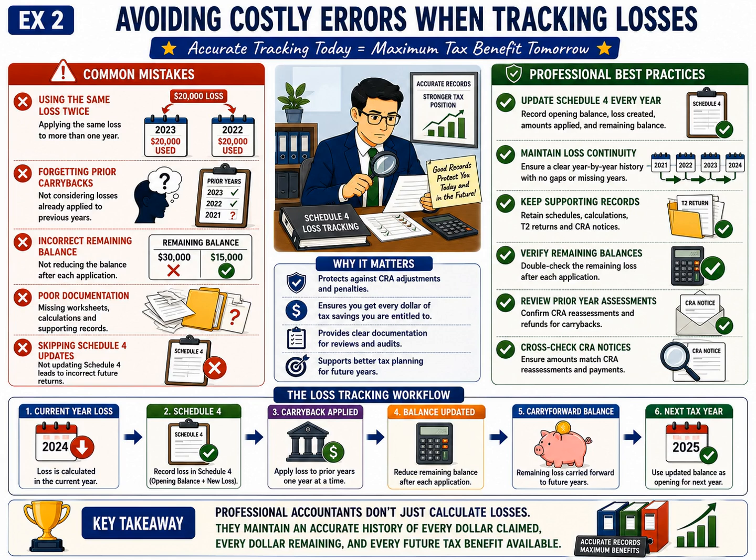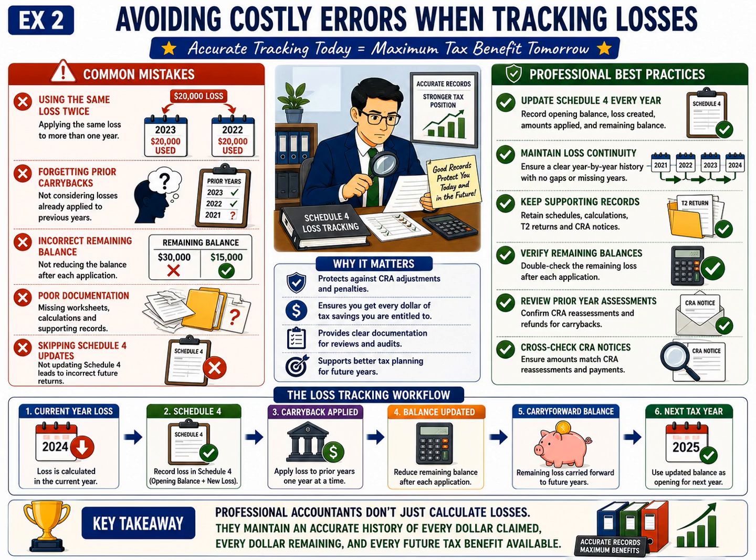One of the most common mistakes is using the same loss more than once. Once a portion of a non-capital loss has been applied to reduce taxable income in a particular year, that amount has been fully utilized. It can never be claimed again. If the remaining balance is not updated correctly, the corporation may accidentally claim the same loss twice, resulting in an incorrect tax return.